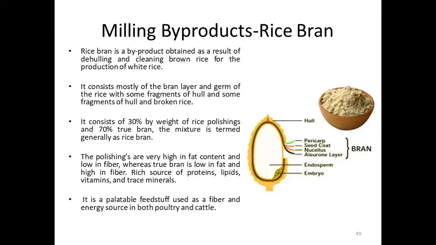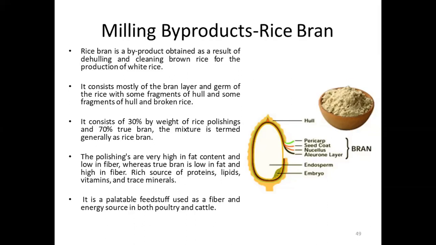Here, rice bran is a byproduct obtained as a result of dehulling and cleaning brown rice for the human consumption of white rice. So, after removing the hull and polishing, what we get is called bran. It consists mainly of the bran layer and germ of the rice with some fragments of hull and broken rice. It consists of 30% rice polishing and 70% true bran. The mixture is generally termed bran.